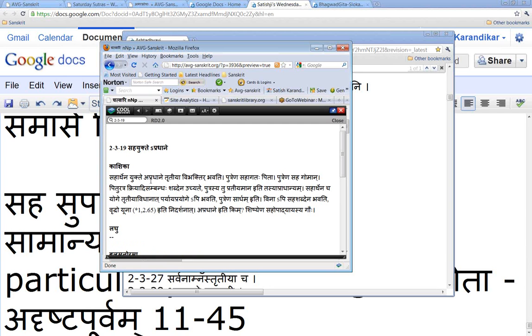Saha-shabdena Yukte Apradhane means that when the father comes with the son, the son doesn't have pradhanyam. So he will get the Tritiya Vibhakti. So Putrena Saha Pita Agachati. Tritiya Vibhakti Bhavati. Putrena Saha, Goman, and so on.